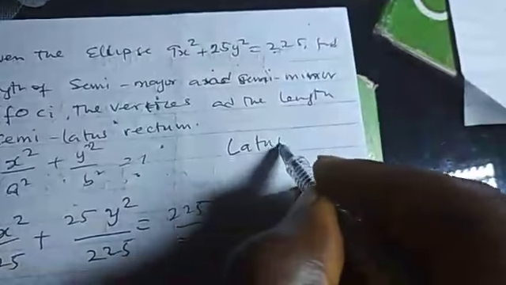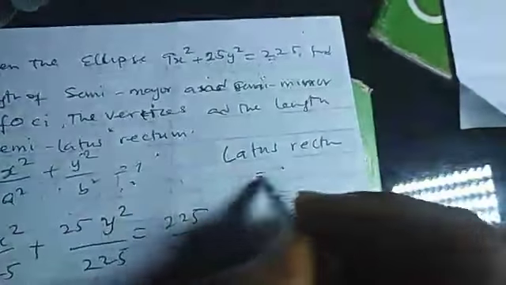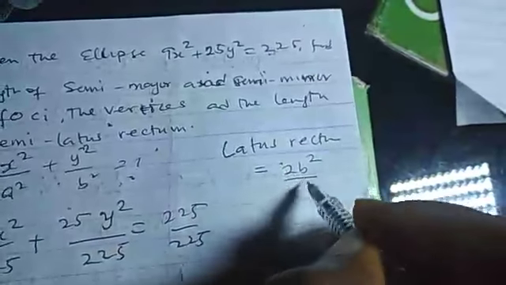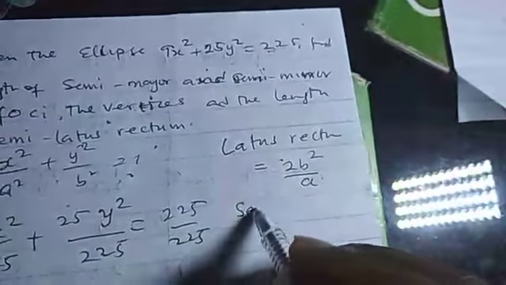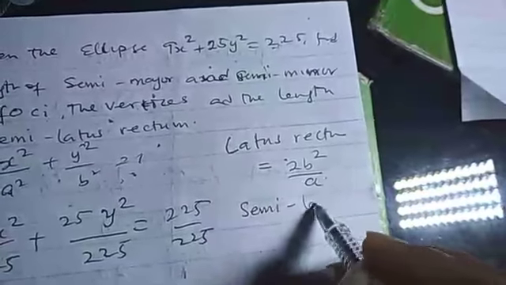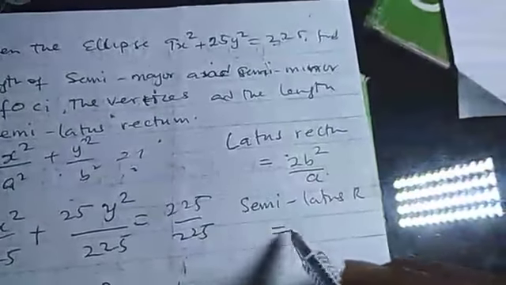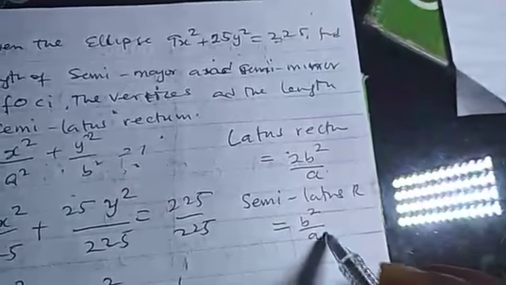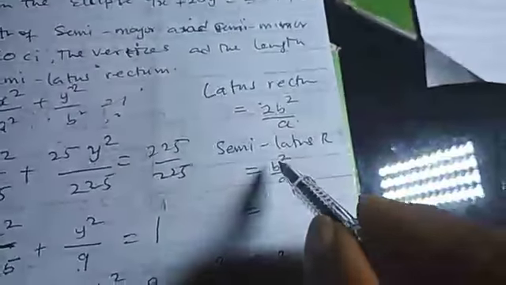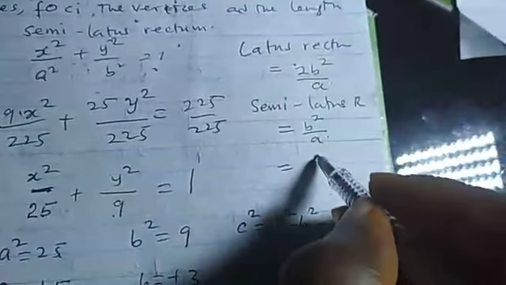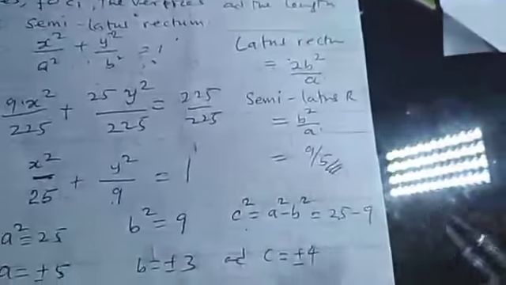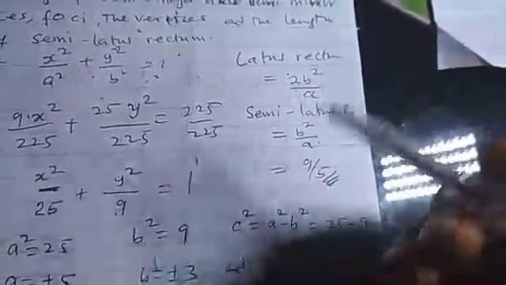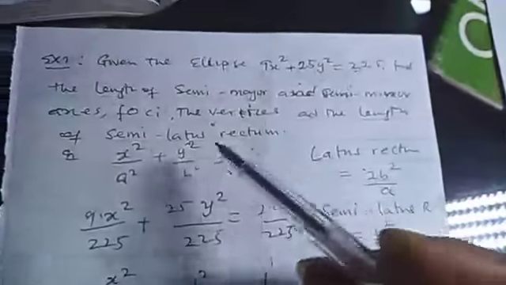And the last one, the final one, semi-latus rectum. The latus rectum is given as 2b squared over a. If they are saying that we are looking for the semi-latus rectum, it will just be b squared over a. And our b squared is 9. This is 9 over 5. This is the semi-latus rectum. Suppose we have to find the eccentricity, although it's not given. Let's assume that we have to find the eccentricity.